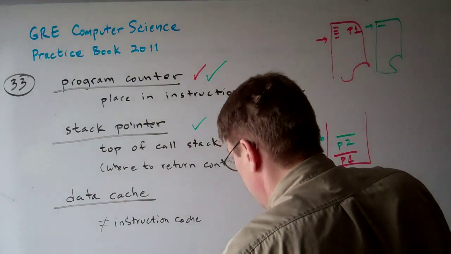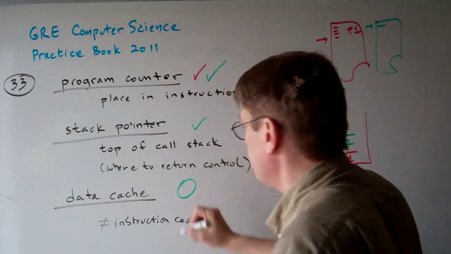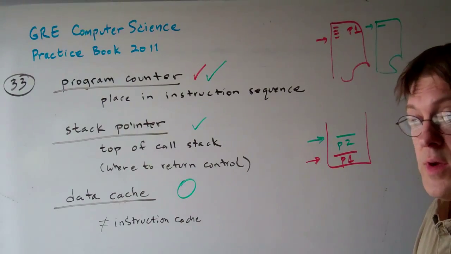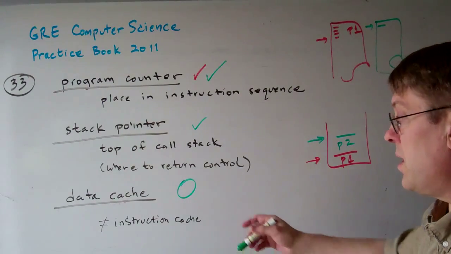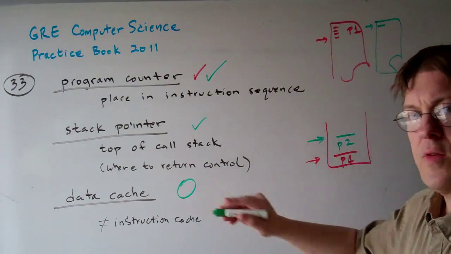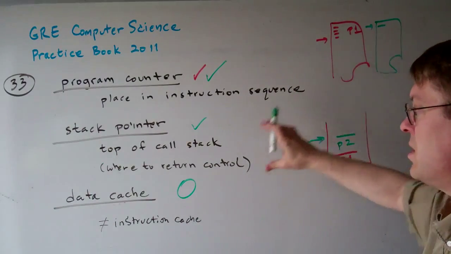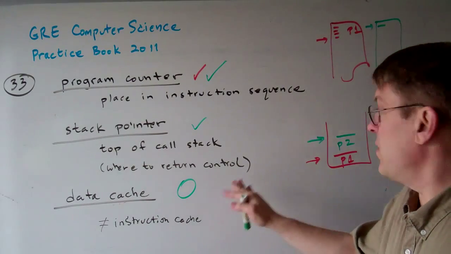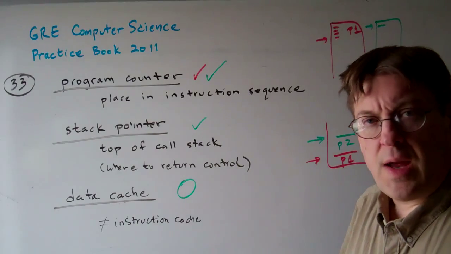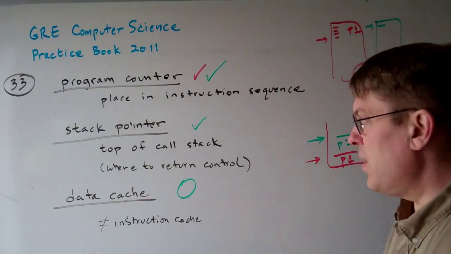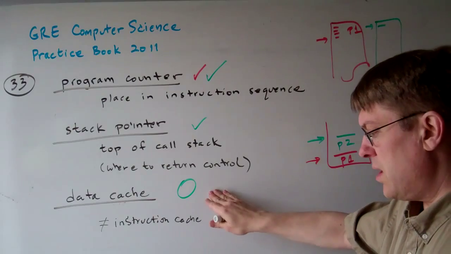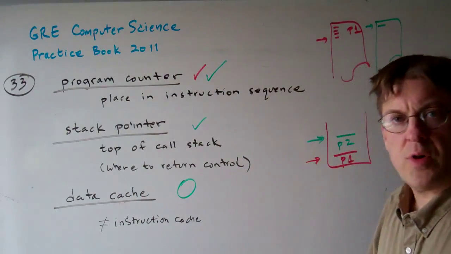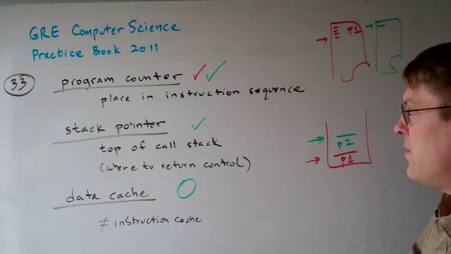Now the other one here, the data cache. Well, there's an instruction cache, but there's a data cache too, but they're separate things. The instruction cache and the data cache are completely irrelevant of one another. The subroutine you're calling might not even use any data, so there's no real reason to update the cache. And as far as aliasing problems, that's for virtual memory and so forth. It really doesn't have to do with this.